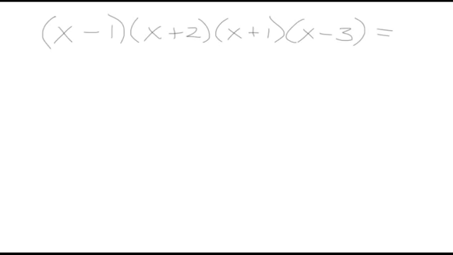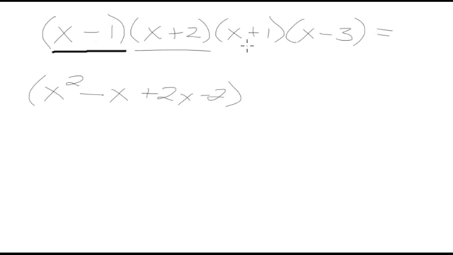So here we're considering a scenario where you have multiple different factors multiplied together. The easiest approach here is to take it one at a time. So I'm going to start off by multiplying just these first two terms together. So I get x squared minus x plus 2x minus 2. And while we're at it, I may as well multiply together these two terms. So I get x squared minus 3x plus x minus 3.